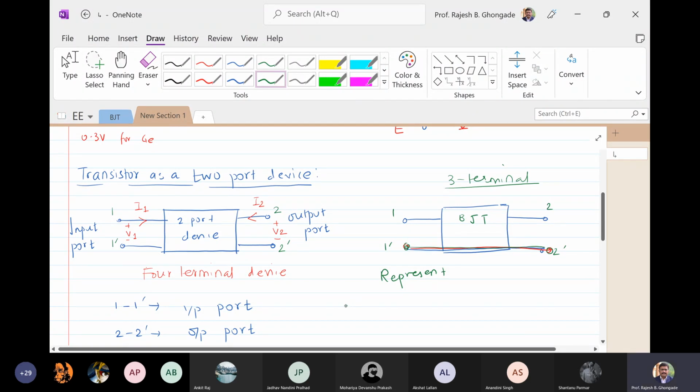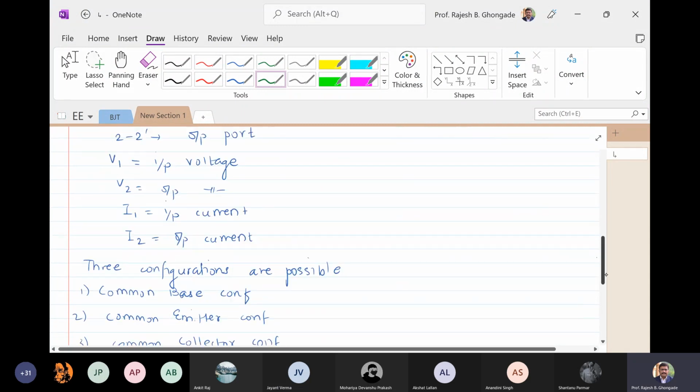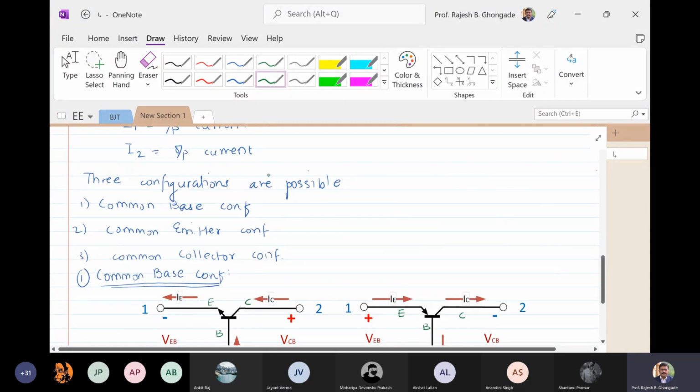समझ में आया कि नहीं आया? Yes, sir. अब आ गया. तो एक टर्मिनल जो है वो कॉमन होगा. तो अभी सिंस वी हैव 3 टर्मिनल्स, वी हैव 3 डिफरेंट पॉसिबिलिटीज. What are they? You can either make base common to both input and output, emitter common to both input or output, and collector common to both input or output.